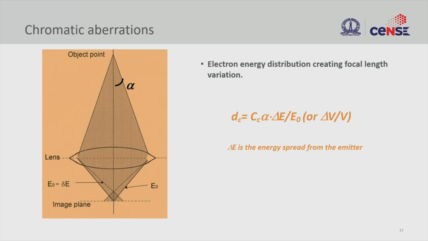And the next thing is chromatic aberration. Chromatic aberration comes from the variation in the energy from the source itself.